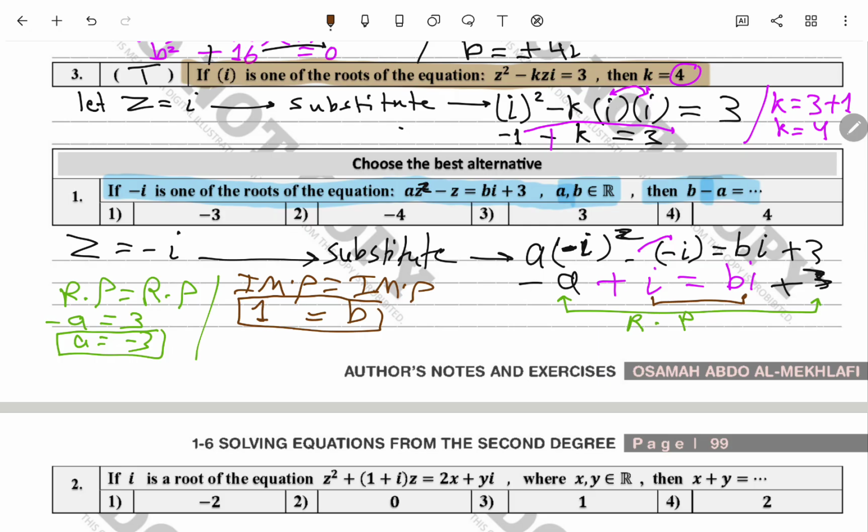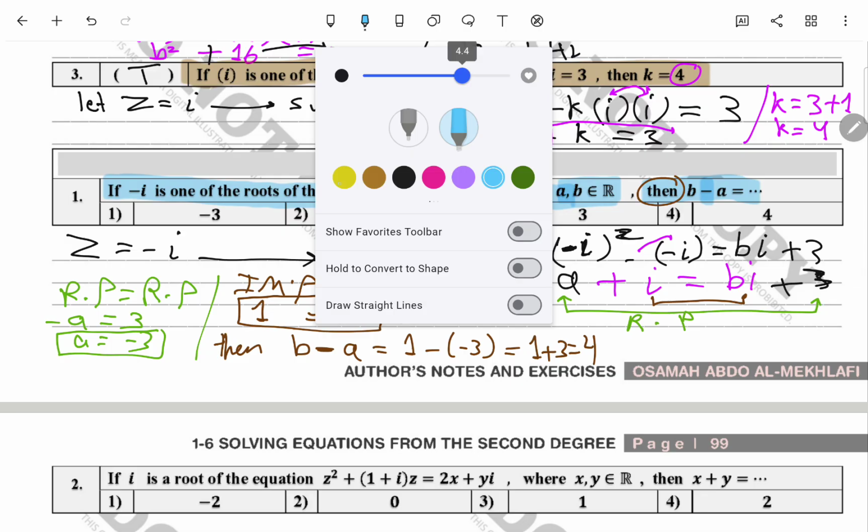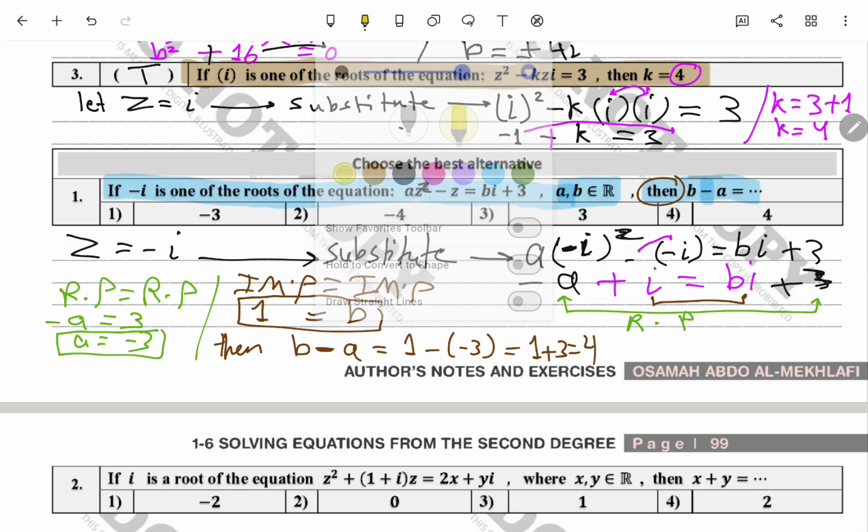Now I have b, I have a, I can go to the required, which is asking you to subtract b minus a from here. b is 1, and there is a minus from the required, minus negative 3. That will make it 1 plus 3, which is 4. So the answer is the fourth alternative, which is here.